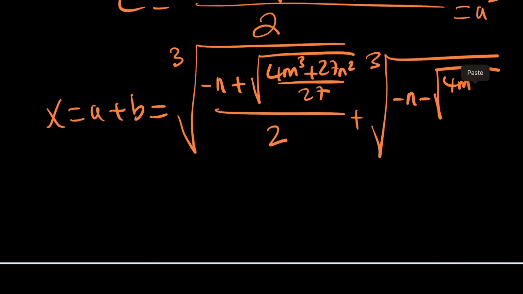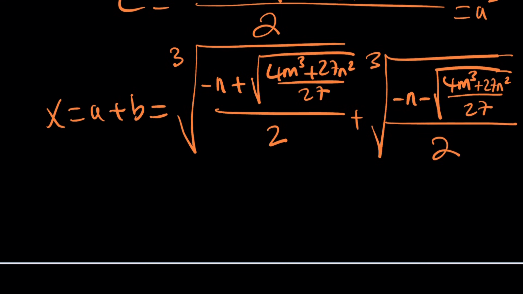Plus 27 n squared. This should be under the radical over 27. And because we made a common denominator, right? And all of that is divided by 2. Okay, great. So that's one of the solutions.